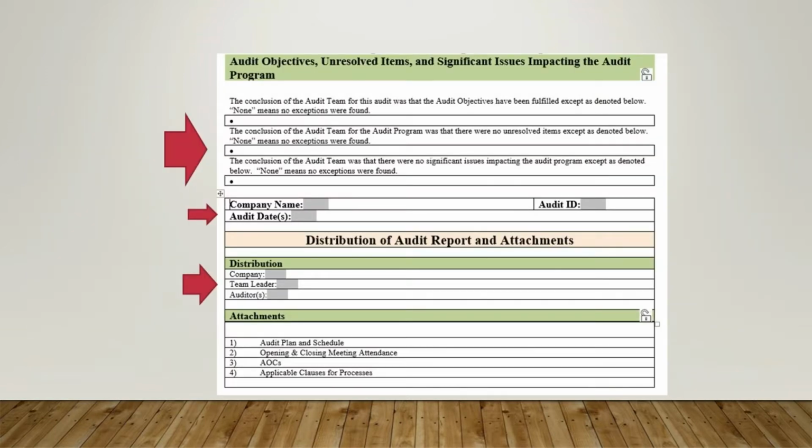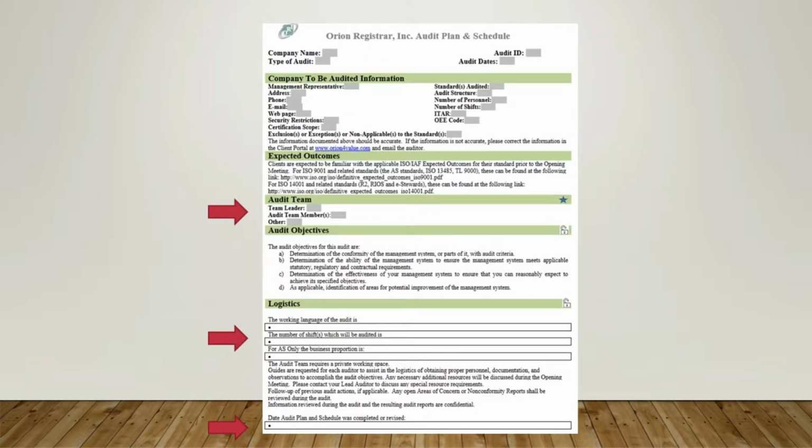Let's continue to the report for Stage 2, which ends the same way as Stage 1. So just follow the same steps that we already told you before. The audit plan and schedule is pretty simple. Just fill in the appropriate information.